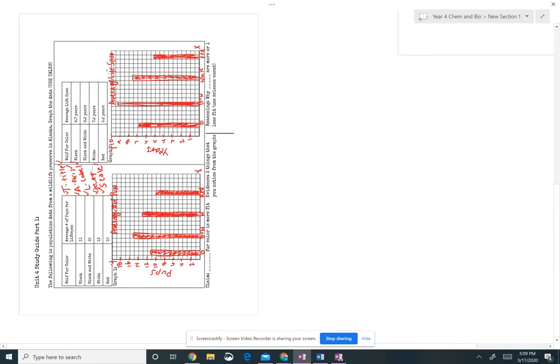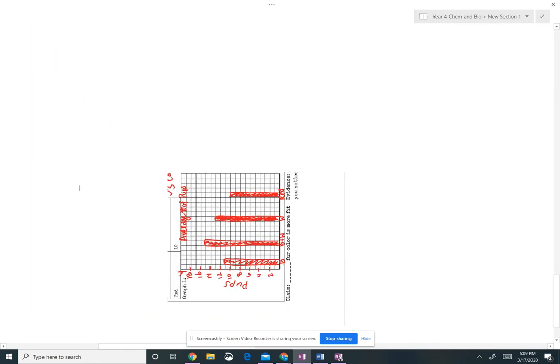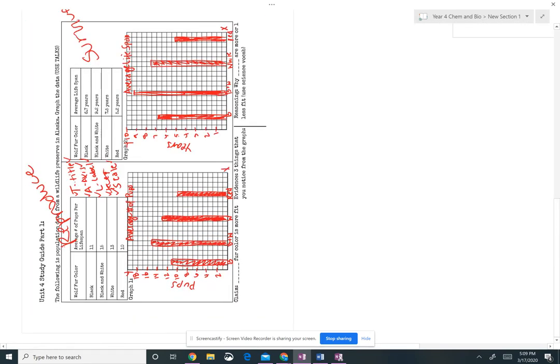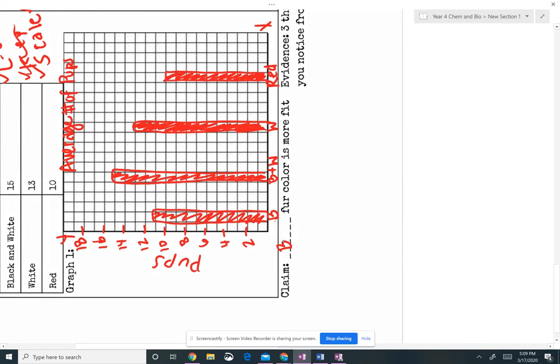So in looking at my two graphs, I have to determine which one has the best fitness, right? So you remember your fitness is to be able to survive. So this is my survival graph. And you also need to be able to reproduce, right? Those are the two big things that you guys need to have. So your claim: which fur is going to be the most fit? Looking at both of these graphs, what you guys will see is that the black and white fur is the one that is most fit.